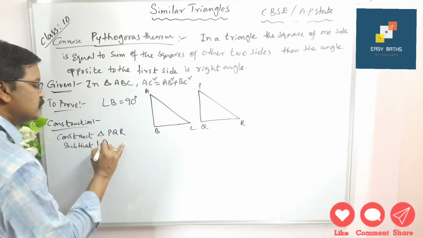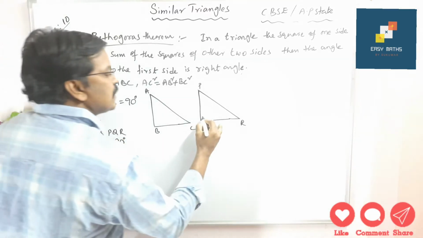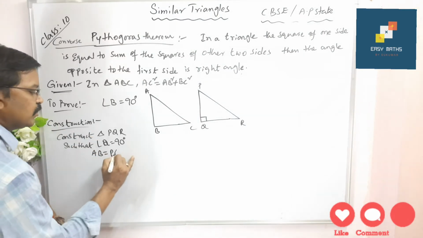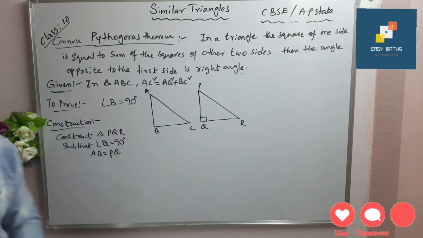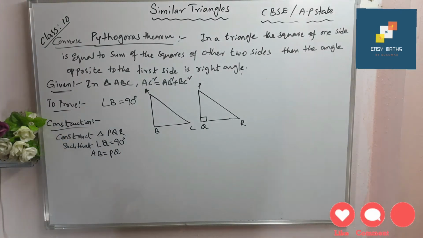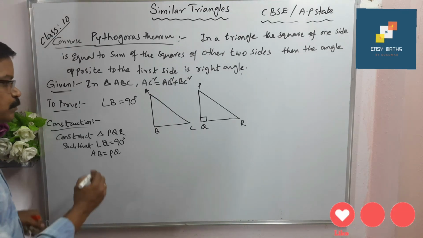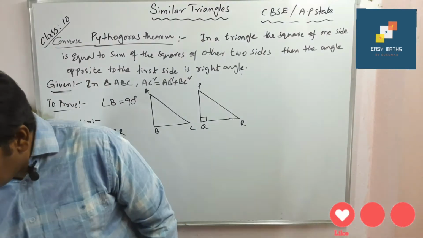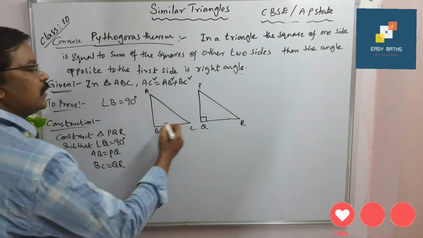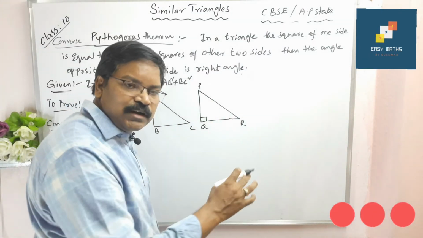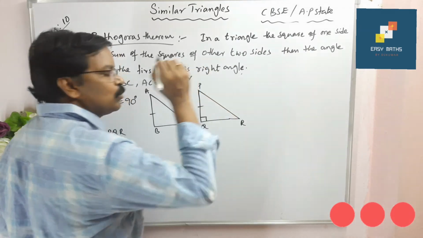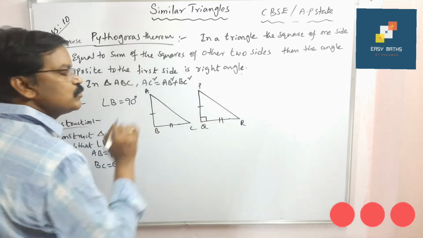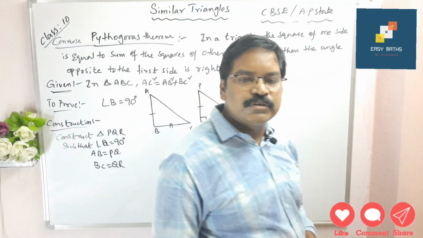That means angle Q is equal to 90 degrees. This angle Q is 90 degrees and AB and PQ are equal. Next, BC is equal to QR. Here I have constructed triangle PQR. How do you construct this? AB and PQ are equal, BC is equal to QR, and angle Q is equal to 90 degrees.